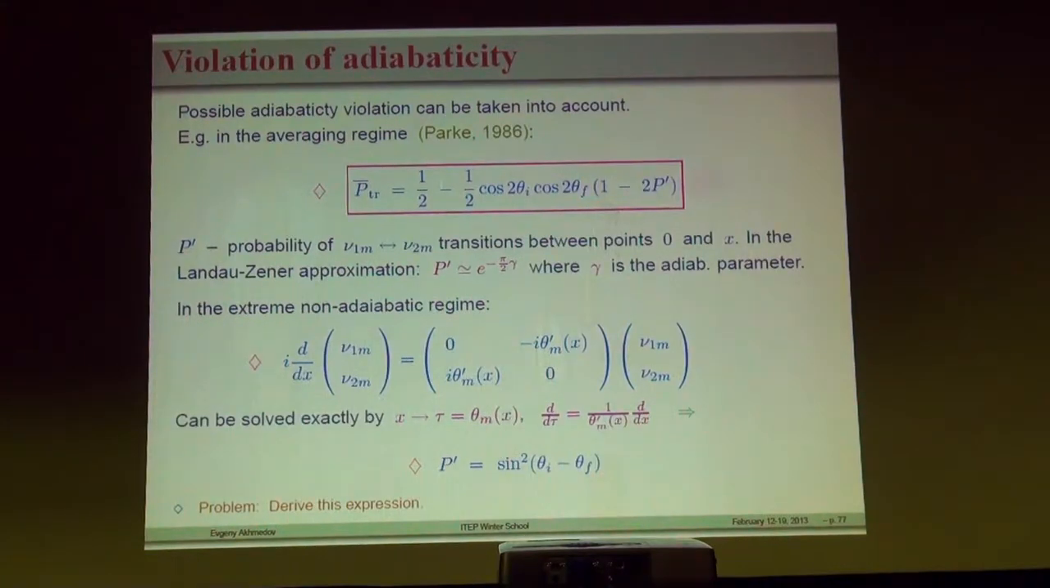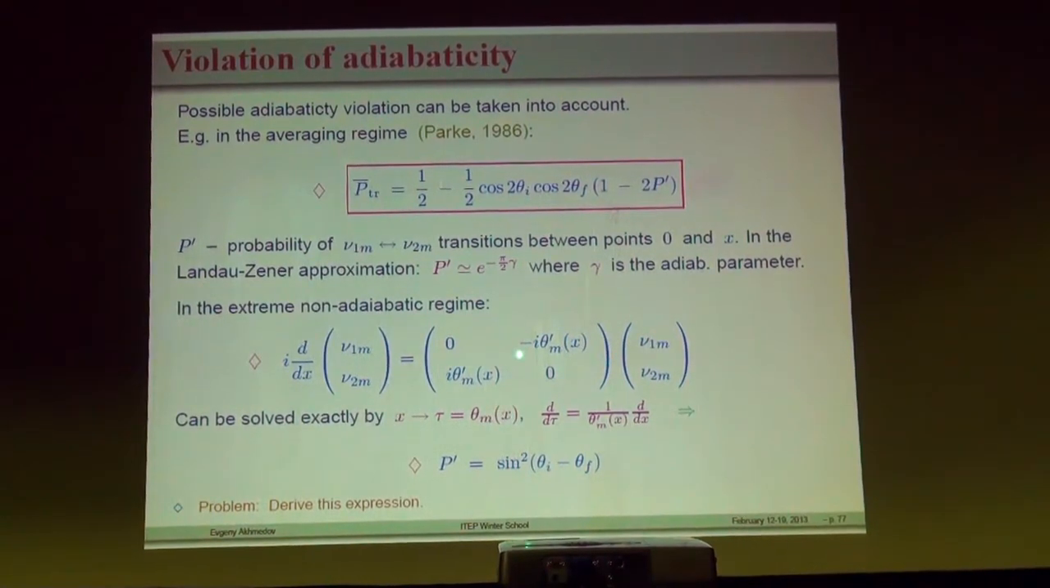Actually, one can also consider the anti-adiabatic regime, in which density changes suddenly. And it's very easy to solve this equation even for an arbitrary dependence on density of electrons or on the coordinate. And this can be done by this simple substitution. And the result for the jump probability here, P prime, is a probability that nu1 in the matter goes into nu2 in the matter, which is zero in the adiabatic regime, but not zero beyond the adiabatic regime. So for this probability, we can find a very simple expression like this one.